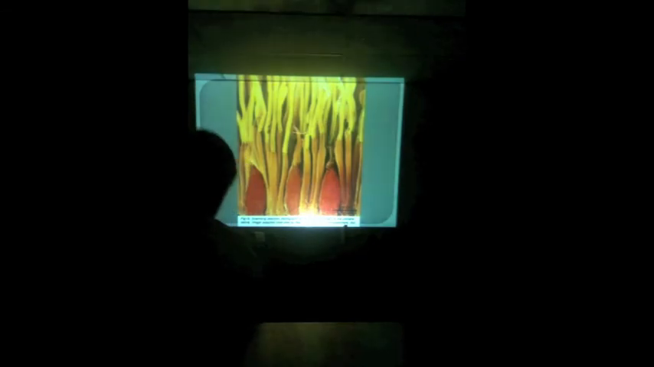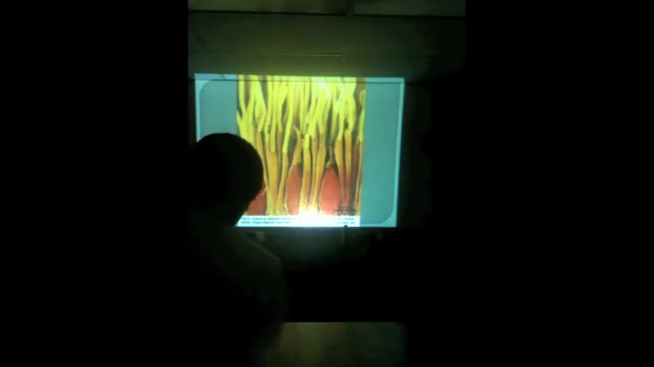So now this is an EM of rods and cones. You can see the rod is rod-shaped and the cone is cone-shaped. And that's it for the eye. Moving along.